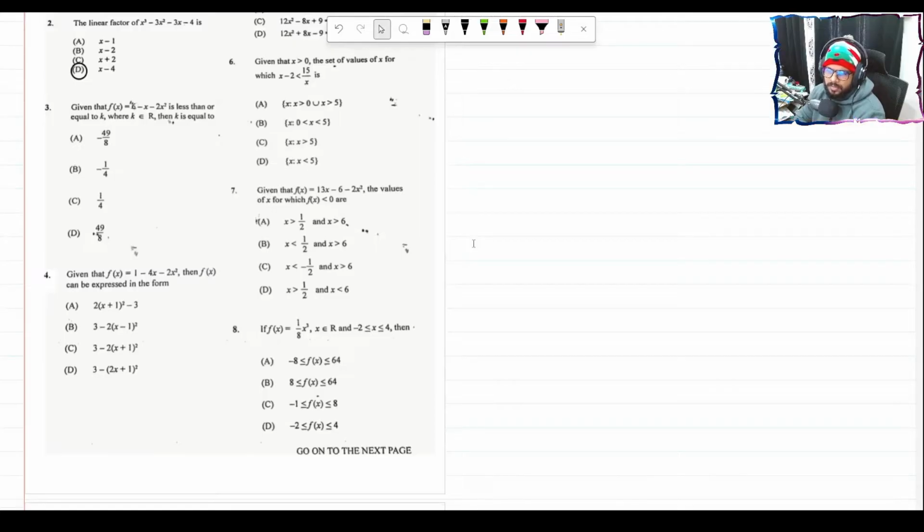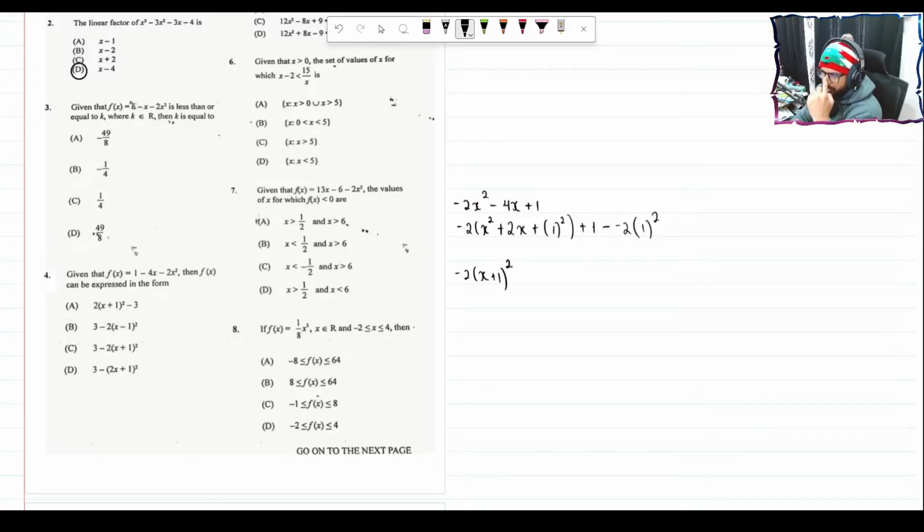Given that this is that, then f of x can be expressed, so they want us to complete the square. So I'll assemble it: minus 2x squared take away 4x plus 1. And everybody has their own way of completing the square. My way of completing the square is very, very simple. Minus 2 into x squared plus 2x plus half the coefficient of x, which is 1, squared, plus 1 take away minus 2 into 1 squared. So I'll have minus 2 into x plus 1 all squared.